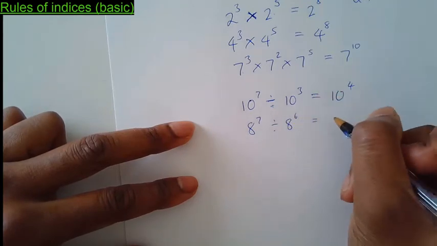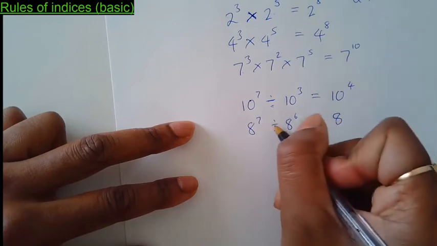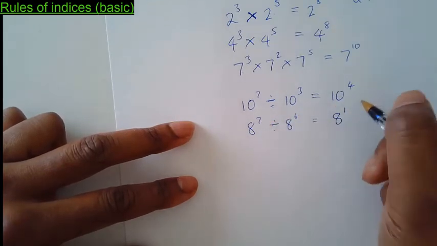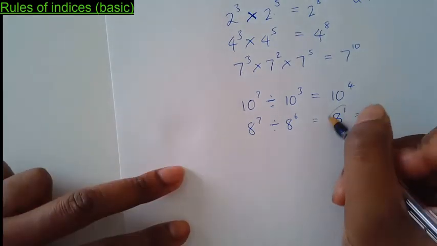That will be, copy the base. Because we're dividing, we need to subtract the indices. 7 take away 6 is 1. 8 to the power of 1. 8 to the power of 1 is just 8. That will do.